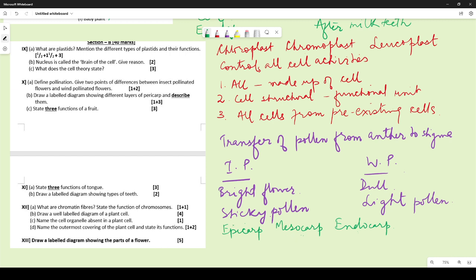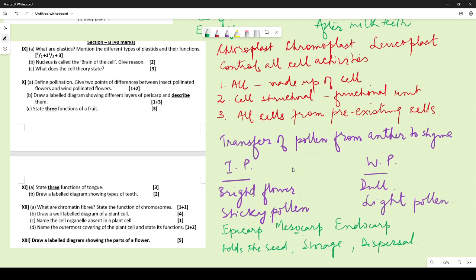State 3 functions of the fruit. First and foremost, the fruit holds the seed inside it. So it encloses the seed. Then it serves a storage function where it stores food. The fleshy part, the mesocarp which we eat, helps in storage of food. It also helps in the dispersal of the seed to far off places, because the fruits will be taken to far off places and eaten by different people, and then the seeds will be thrown in those areas. That's how they help in the dispersal of the seed.